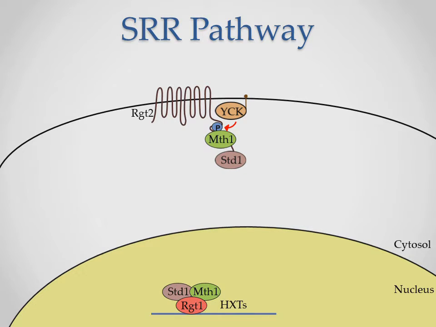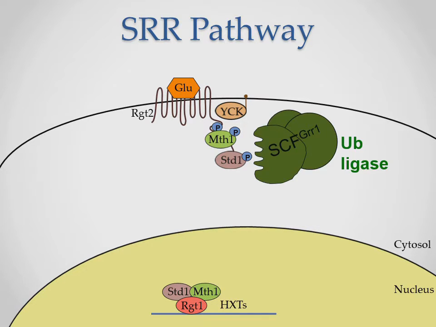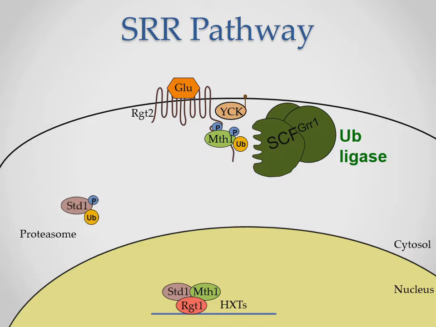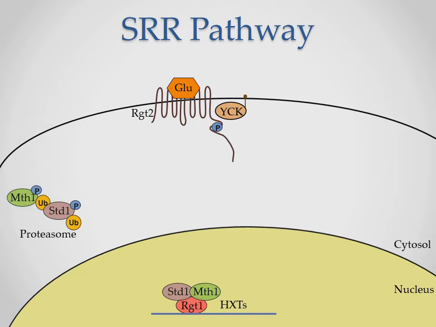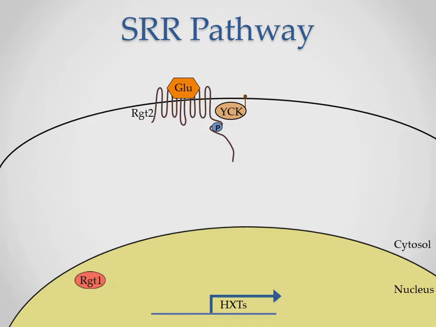So then once glucose becomes available to the system, we can bind glucose. And then the mechanism is currently unknown of what's being signaled and causing the phosphorylation of MTH1 and STD1. We always thought it was YCK, but unfortunately now we're on a hunt to try to find some other kinases that might be involved. But either way, you get MTH1 and STD1 phosphorylation, which causes their ubiquitination. They get transported to the proteasome, where they're degraded. And then eventually we get RGT1 leaving the repressors of the HXTs. We get HXT1 expression, and then you can bring glucose in the cell and metabolism can begin.